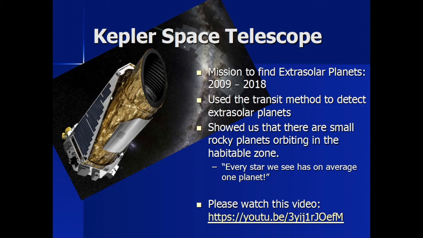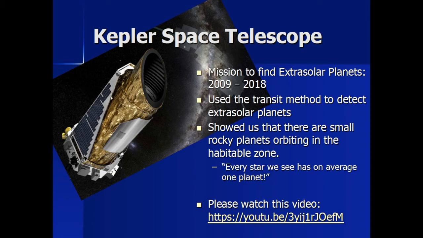Kepler primarily used the transit method to detect extrasolar planets, so it was looking for a planet that's going to move in front of the host star. And the Kepler mission showed us that there are small rocky planets orbiting in the habitable zone. This is very exciting for us.